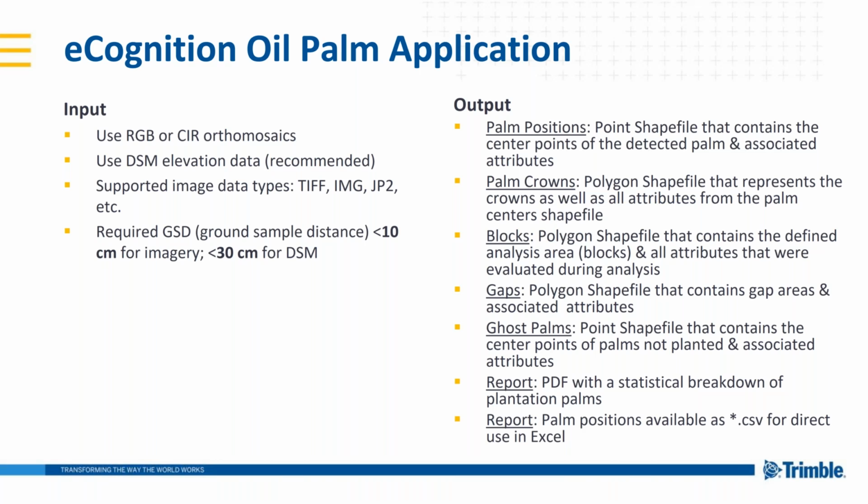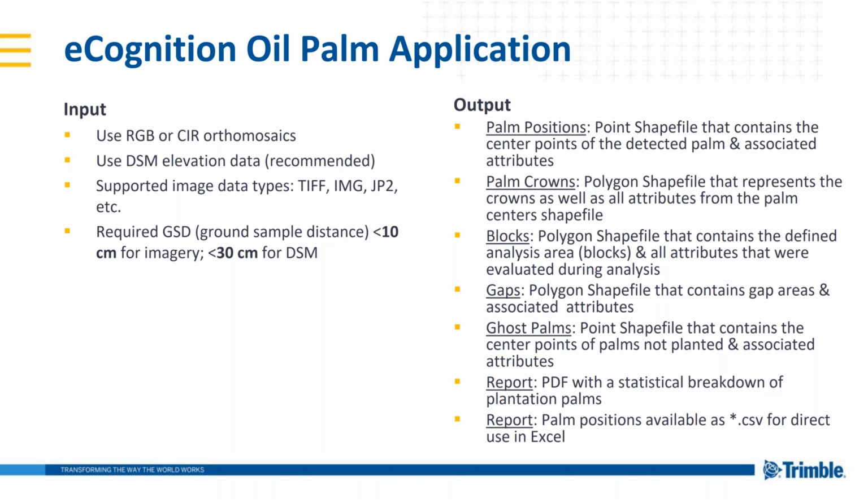You can use a DSM for elevation input. We recommend the use of the DSM. After all, you're creating it and you need it to generate your orthomosaics. So just bring that into the oil palm application. This will particularly help in the analysis of smaller trees and give you the benefit of extracting any height-related information on those palms. We support various image types, so TIFF, IMG, JPEG, etc. Those can all be used as input.